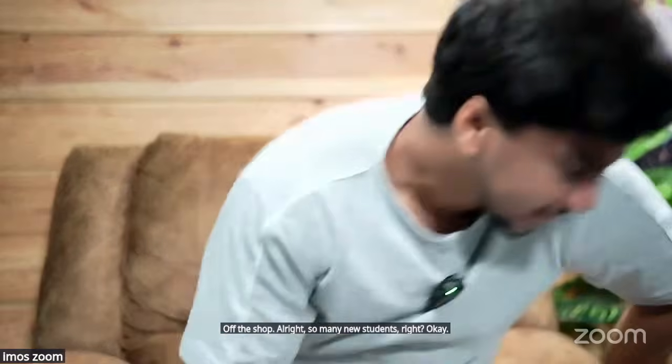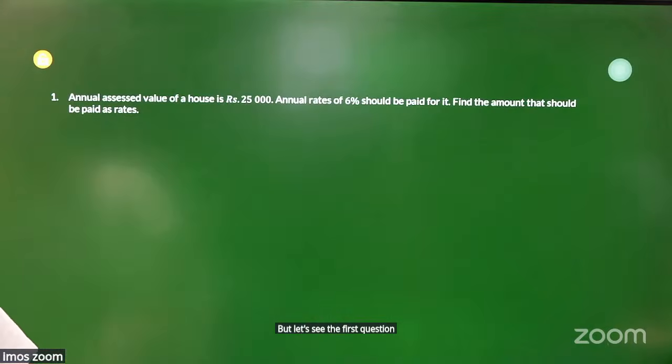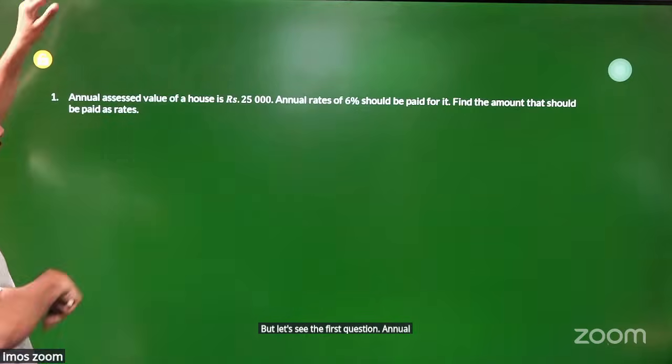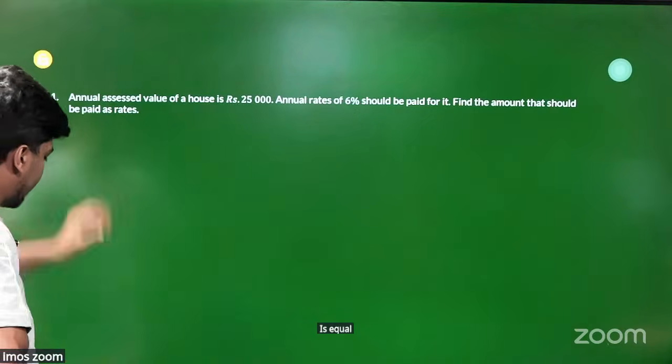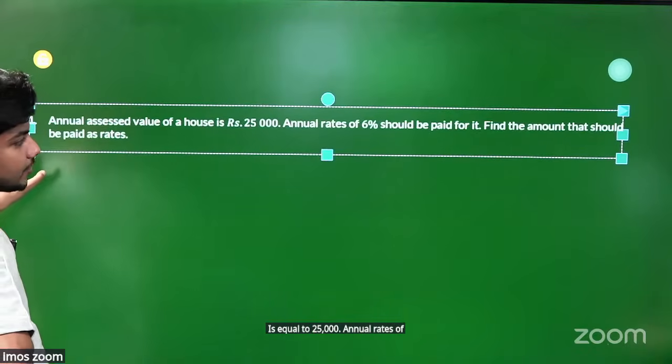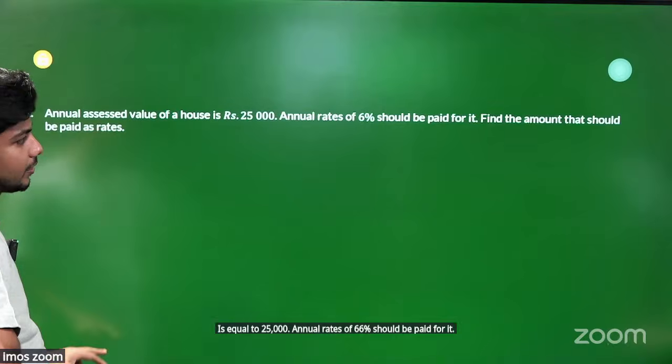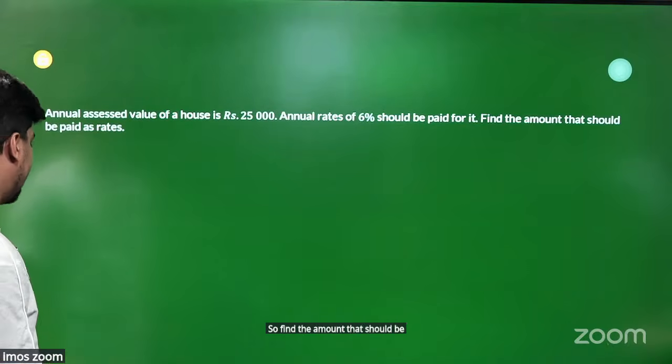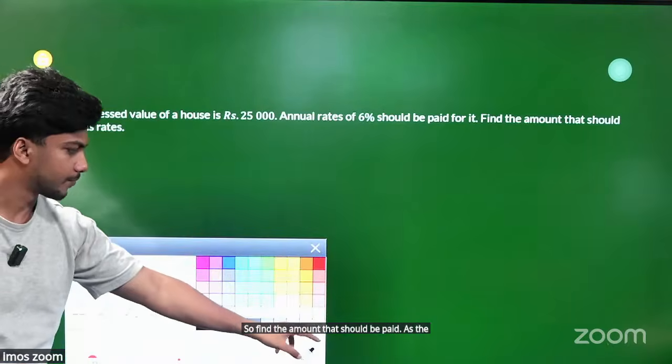Okay, let's see the first question. The annual assessed value of a house is equal to 25,000. Annual rates of 6% should be paid for it. So find the amount that should be paid as the rates.